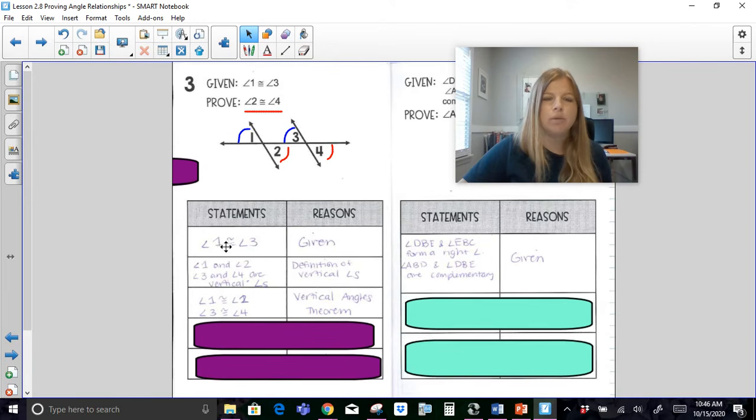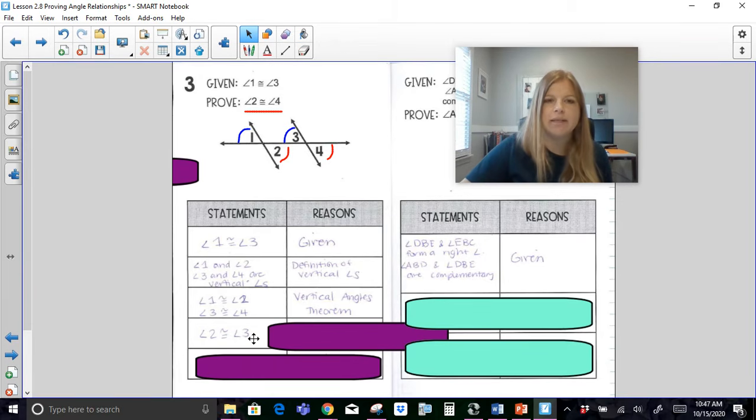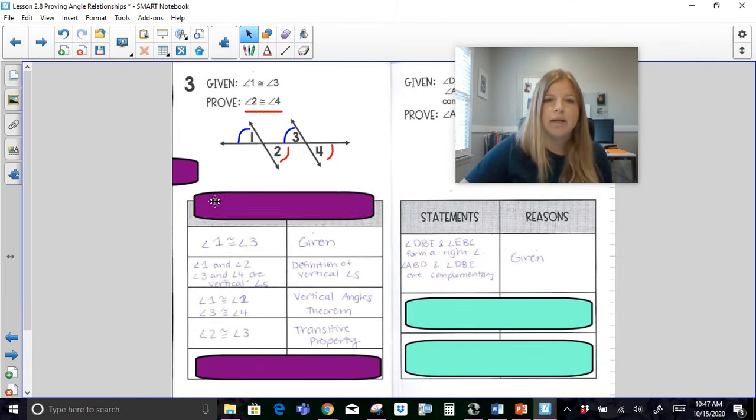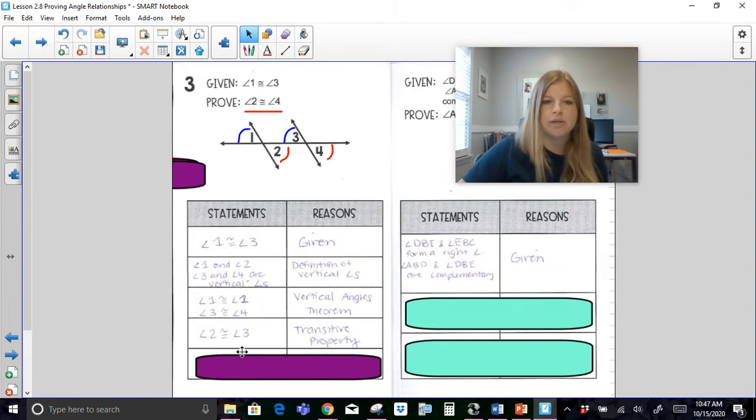So now let's take a look. We're given that angle 1 is congruent to angle 3. We're told angle 1 is congruent to angle 2 and angle 3 is congruent to angle 1. So we can say angle 2 is congruent to angle 3. Now think about why we can say this. If angle 1 is congruent to 3 and angle 1 is congruent to 2, then by that transitive property, of angle 1 being congruent to angle 3 and angle 1 being congruent to angle 2, notice they have angle 1 in common, I can say that those two angles are congruent to each other.